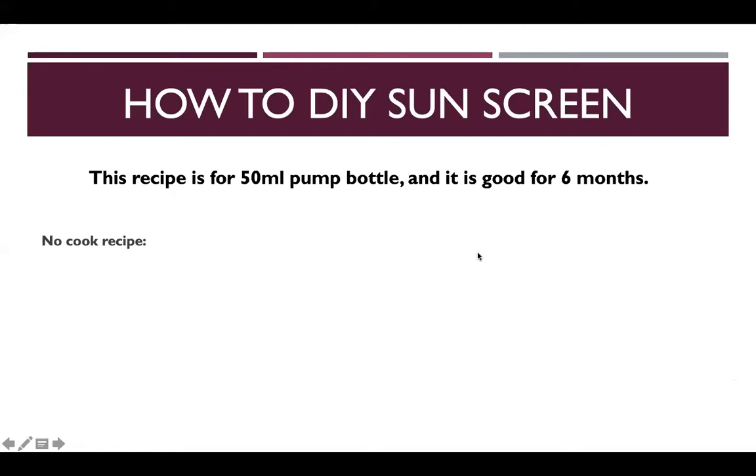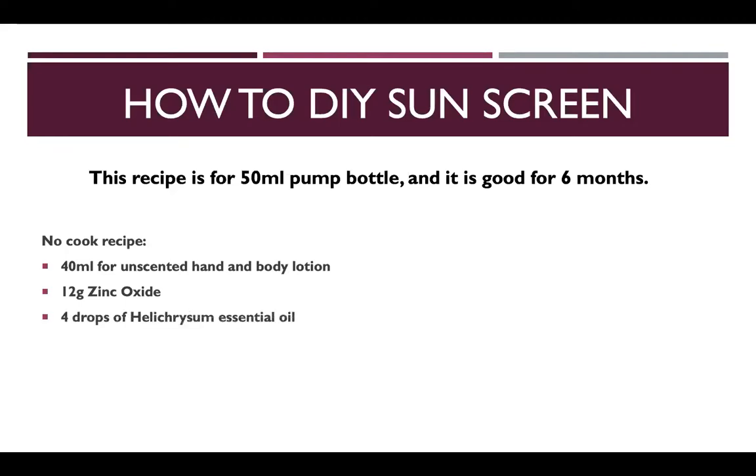The first recipe is a no-cook recipe. This is the recipe that I will do today. I will be using 40 ml of unscented hand and body lotion. You can use doTERRA's, or any other lotion, as long as you read the label. It must be completely unscented and without any other chemicals inside. I will be using zinc oxide instead of titanium dioxide today. 4 drops of helichrysum, 1 drop of lavender. This is a very, very simple recipe.